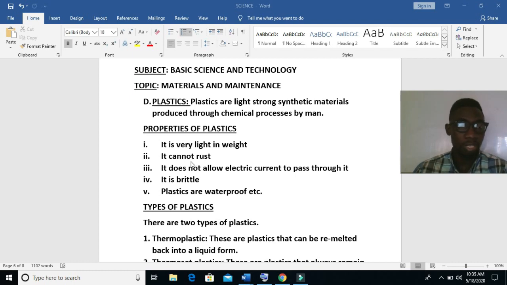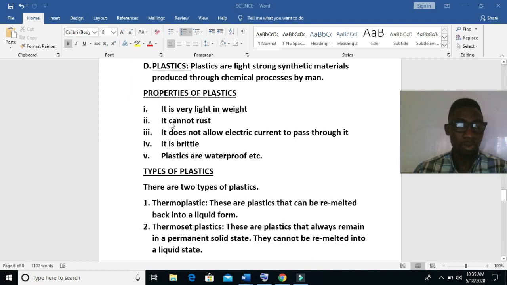The properties of plastic are as follows. Number 1, it is very light in weight. It means it is not heavy. It is not dense. It is light in weight. Number 2, it cannot rust. Unlike metals that can rust, plastics cannot rust. Take note of that too.